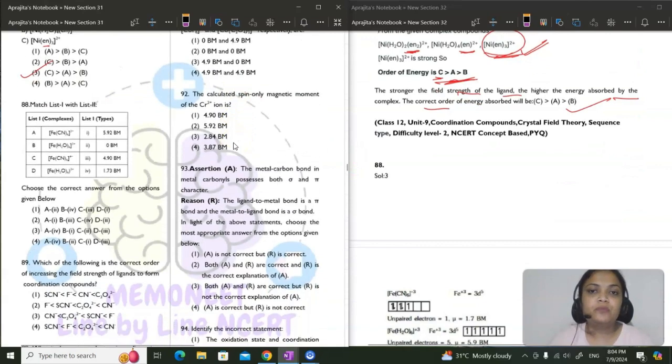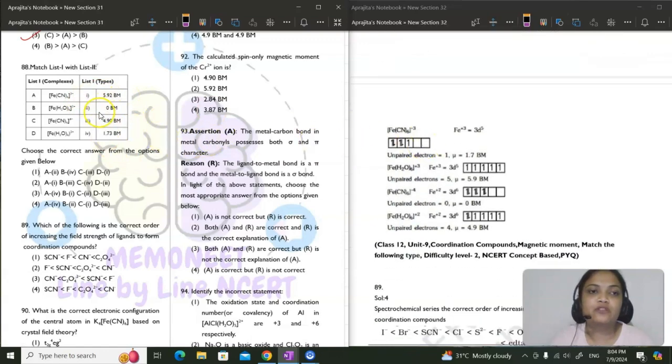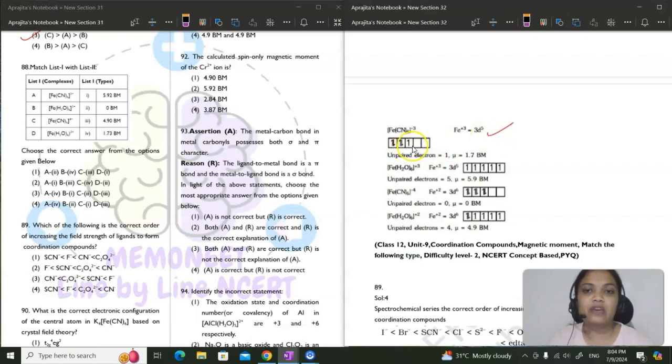Okay. Question number 88. Again, there are some complexes. We have to find out their magnetic moment. So you need to see the number of unpaired electrons in Fe(CN)6 3-. 3d5 is there. Okay, unpaired electron is 1 because cyanide is a strong field ligand, pairing will happen. So find out the magnetic moment using this formula, square root of n into n plus 2. So it will come out to be 1.7. Similarly, you can do it for the other ones.